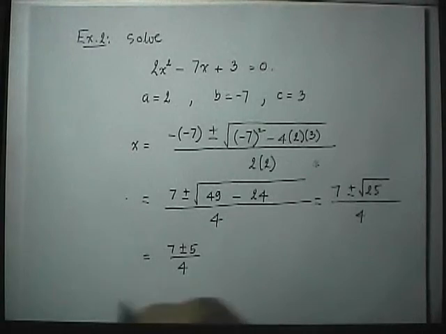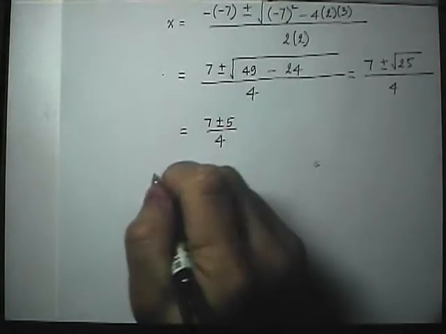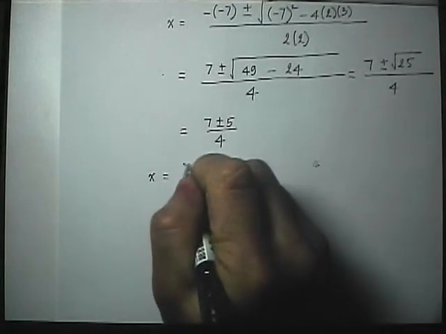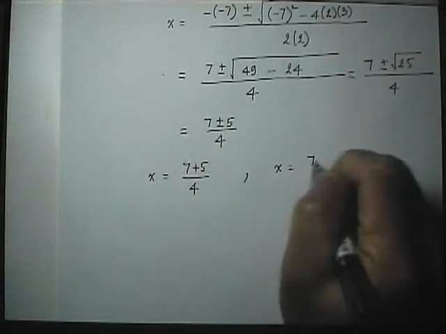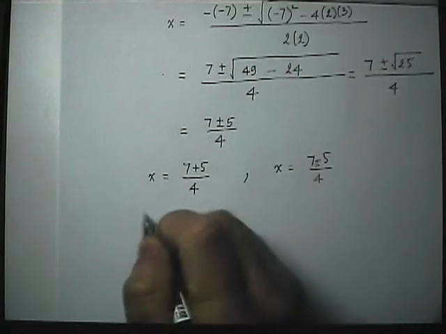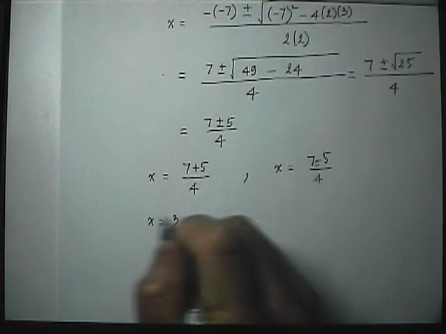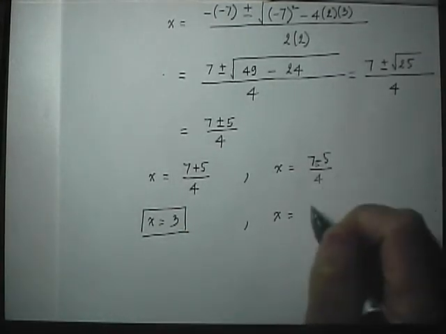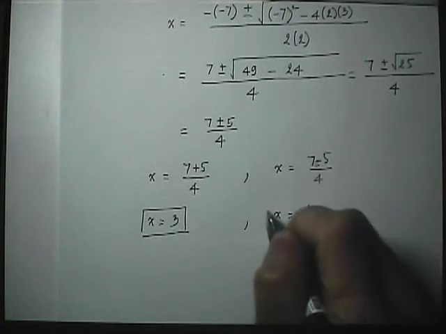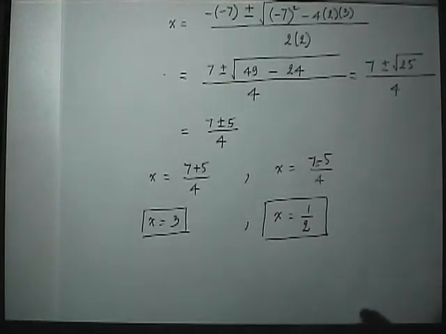So this final answer is telling me that I'm going to end up with two different solutions. One solution equals 7 plus 5, separately, divided by 4. The other solution is x equals 7 minus 5 divided by 4. So my two answers: one of them, 7 plus 5 is 12, divided by 4, I have a 3. The other solution, 7 minus 5 is 2, divided by 4 is 1/2. So these are my two solutions to example number 2.